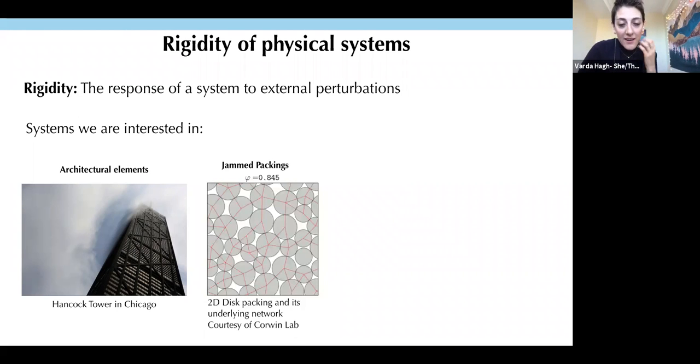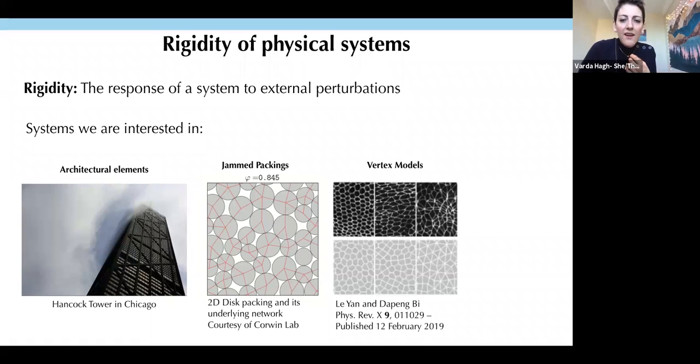Another interesting system that we study are jammed packings, which are a good model for studying disordered systems at zero temperature. So glasses or glassy systems that are athermal, which means that temperature is not really playing a role, can be modeled with jammed packings of soft or hard particles, depending on the system. And they're also a good model for studying granular materials in physics.